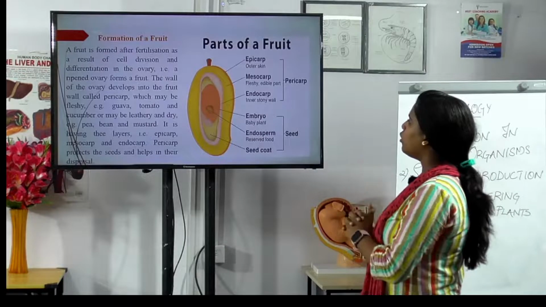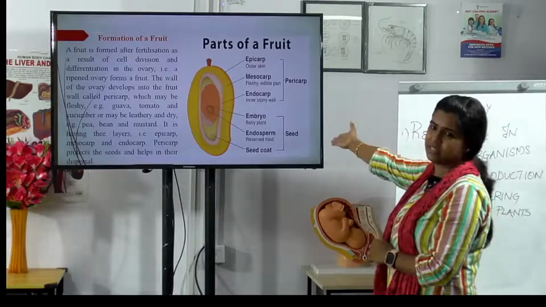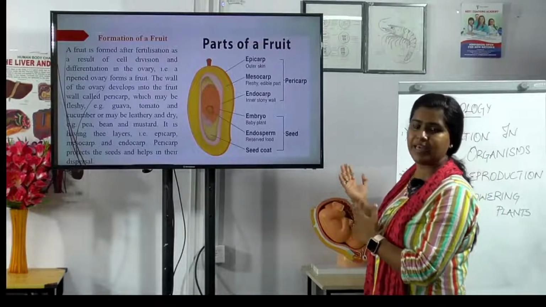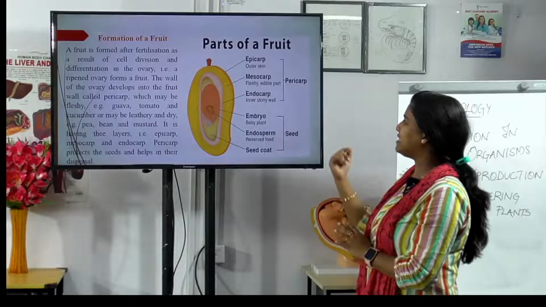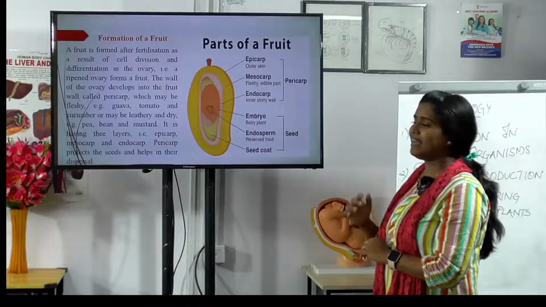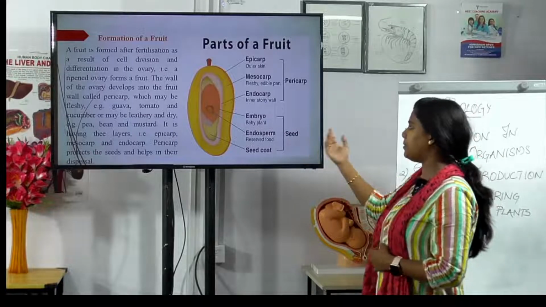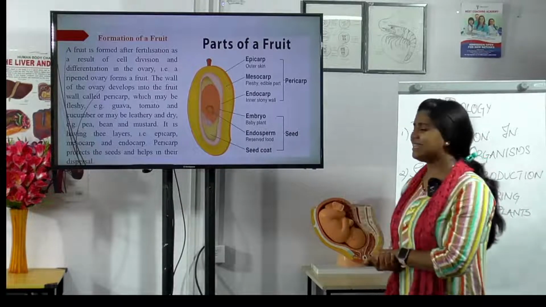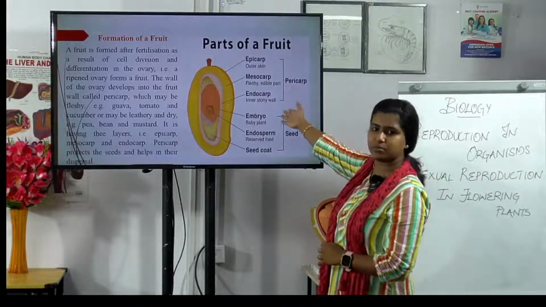The wall of the ovary develops into the fruit wall called the pericarp, which may be fleshy, like guava and tomato, or hard, that is leathery or dry, as in pea. It has three layers: epicarp, mesocarp and endocarp. The pericarp protects the seeds and helps in their dispersal.